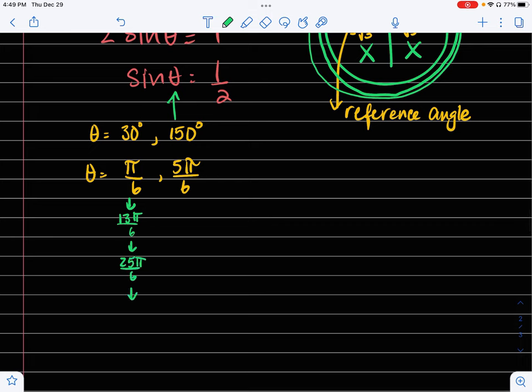Honestly, if you notice, you'll figure out a pattern here. Pi over 6, 13 pi over 6, 25 pi over 6. The next one would be, we're basically adding 12 pi in the numerator. It would be 37 pi over 6, and so on and so forth, right? So that's from that location.